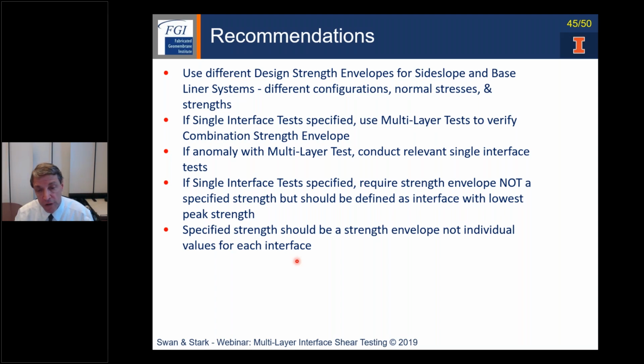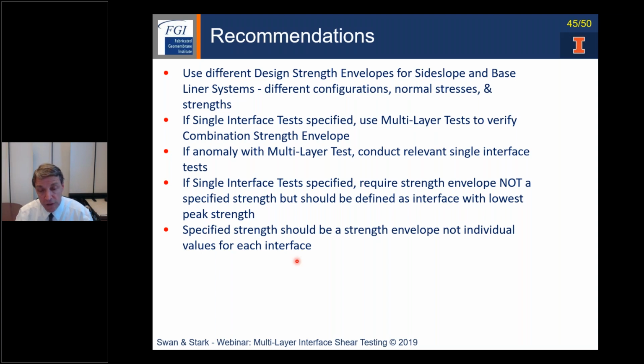If single interface tests are specified, you could use a multi-layer test to verify the peak and large displacement combination envelopes. If there's an anomaly with a multi-layer test which is specified, you could conduct a relevant single interface test to resolve that anomaly or shed light on it pretty quickly.